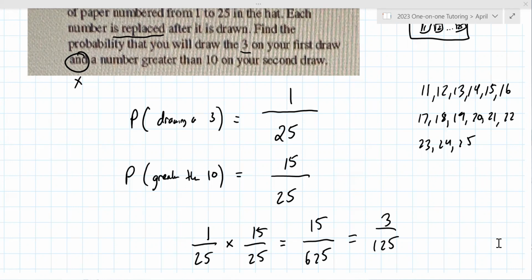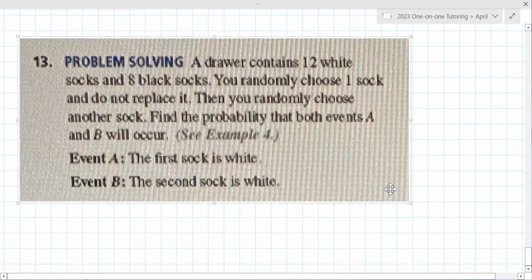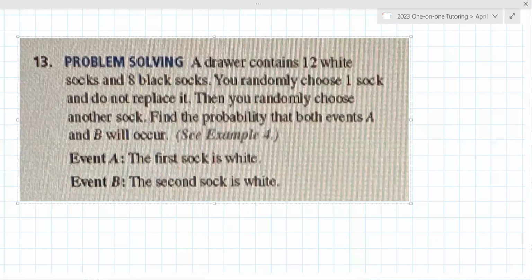Right. 13. All right. A drawer contains 12 white socks and 8 black socks. You randomly choose one sock and do not replace it. Okay, so that's important. That means they're dependent. Then you randomly choose another sock. Find the probability that both events A and B will occur.